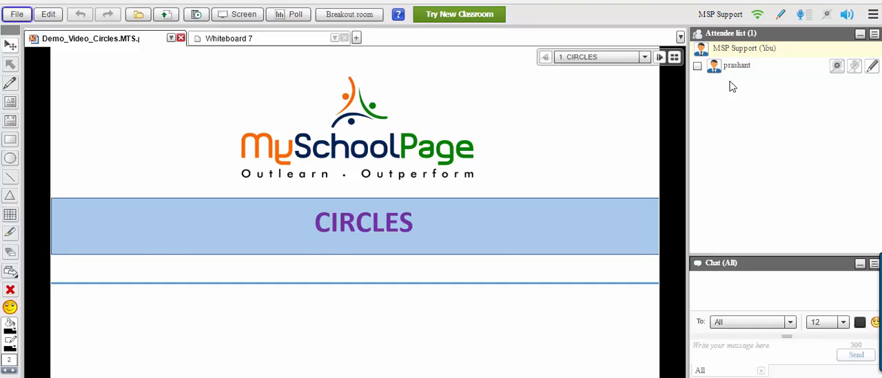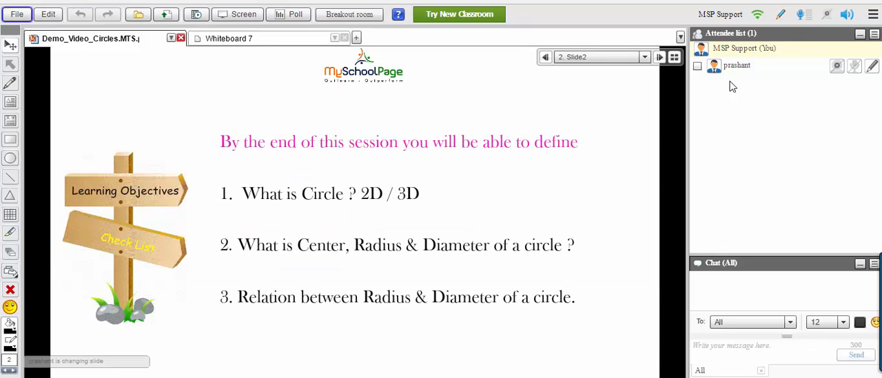Hi students, in today's session we are going to study about the circle. By the end of the session, you will be able to define what a circle is, and whether it is two-dimensional or three-dimensional. Also, what are the center, radius and diameter of it. And we will also see what the relation is between radius and diameter of a circle.